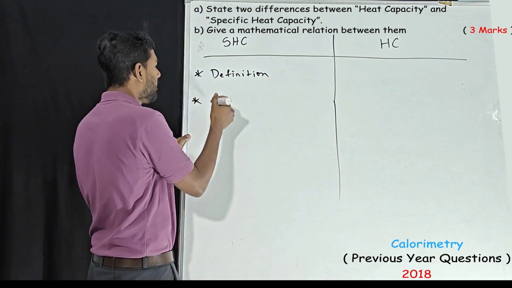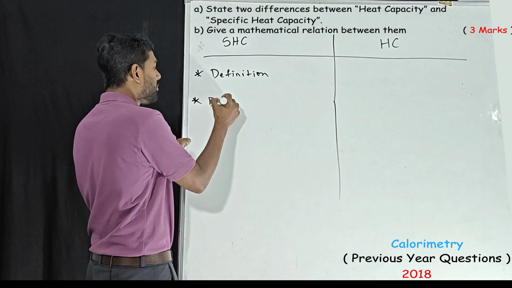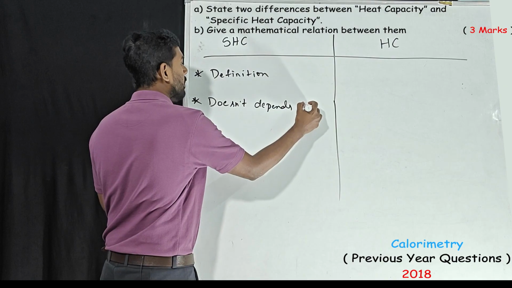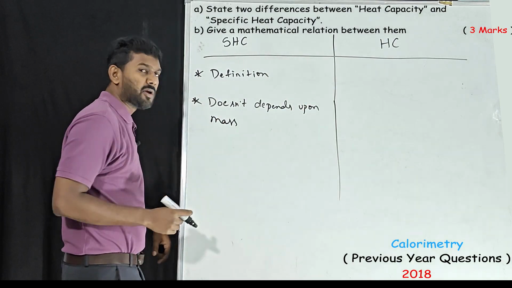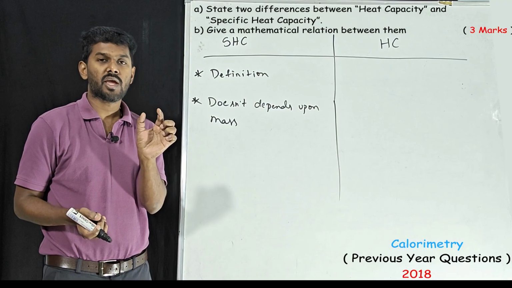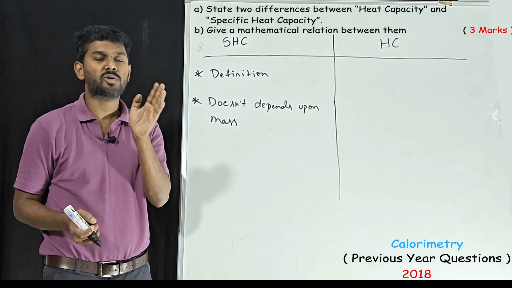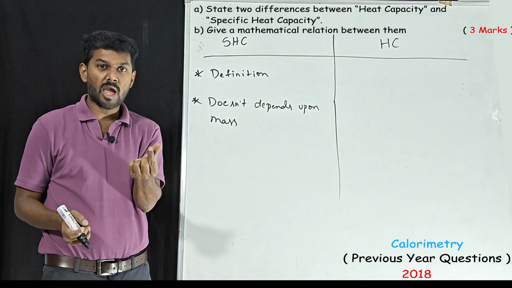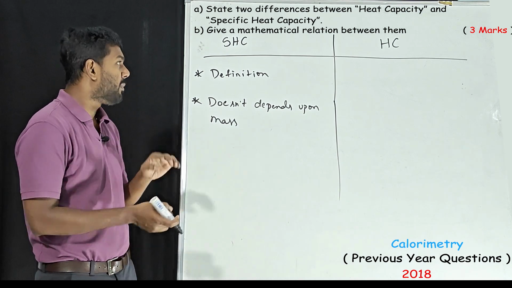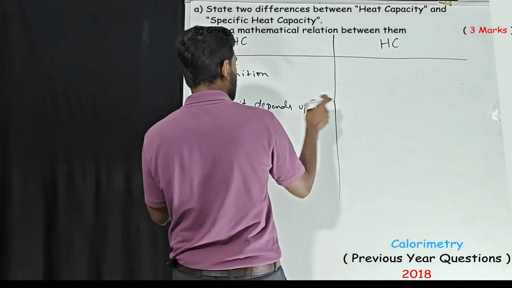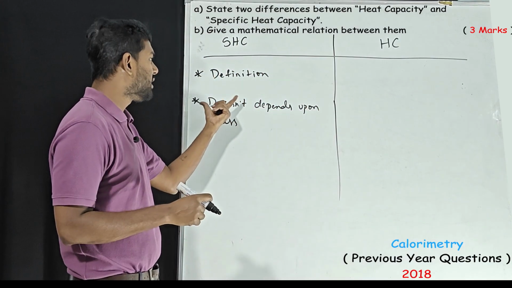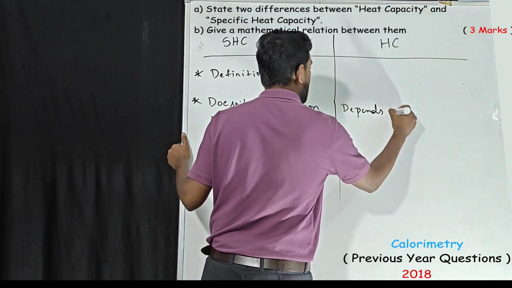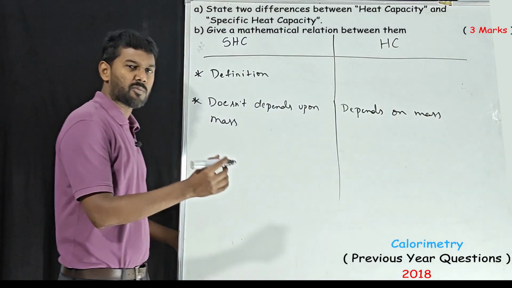Then here, specific heat capacity does not depend upon mass. Why? Because specific heat capacity is for the unit mass. If I say the specific heat capacity of water is 4.2 joules per gram per Kelvin, that means the specific heat capacity for 1 gram of water. Okay, 1 gram or 1 kg. So it is always unit mass, but heat capacity is exactly opposite. Specific heat capacity does not depend upon mass, heat capacity depends upon the mass of the object or mass of the material.